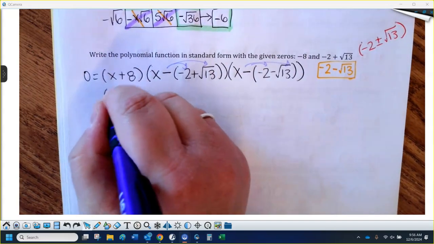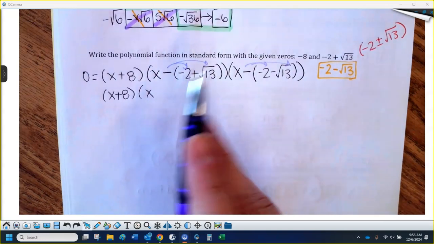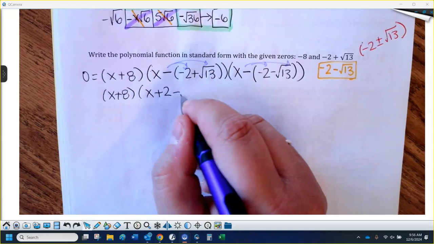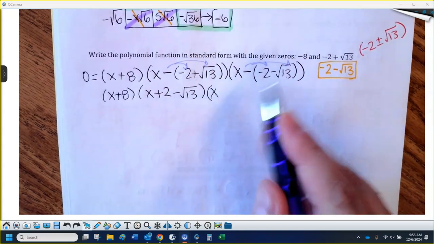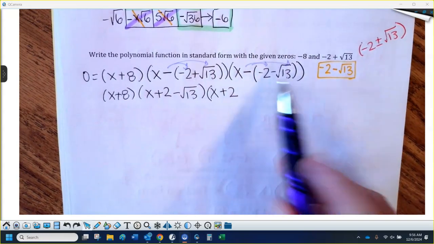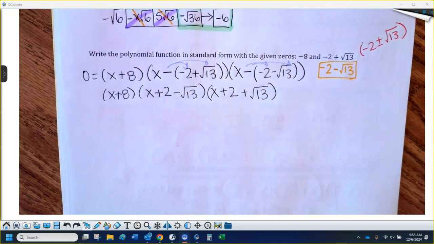So this guy's going to stay x plus 8. Then I'm going to have minus a negative turning into x plus 2. Negative times a positive, minus the square root of 13. The other one, you'd have x minus the negative is going to turn into plus 2. And a negative times a negative, we're going to have plus the square root of 13.